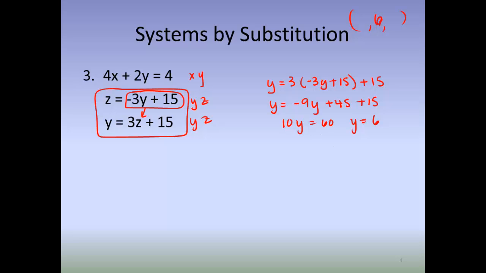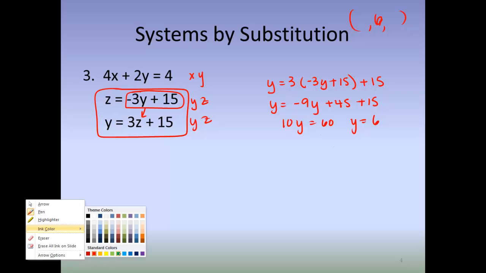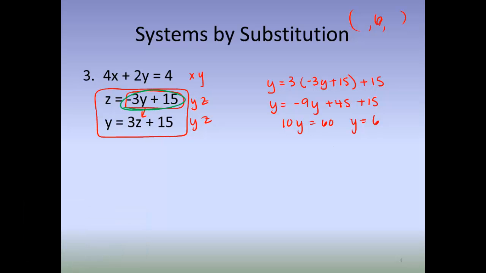Next, I'm going to take that y and I'm going to put it back into either one of these equations. It doesn't matter. I'm going to put it right there. So I'm going to have z equals -3 times 6 plus 15. Z will equal -18 plus 15, or -3. Okay, there's another part of my answer.